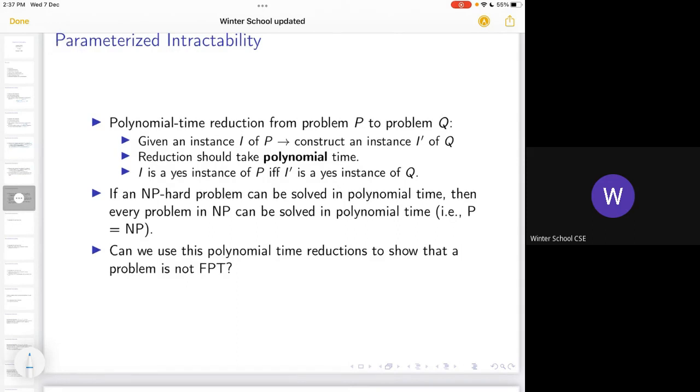But now if we want to show that some running time function of k and polynomial in our input is not possible, then can we use these polynomial time reductions that we use there? So any thoughts on that? Can we use this? We can.